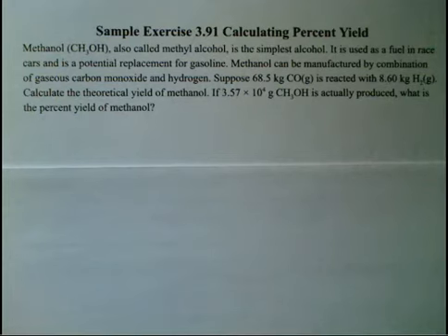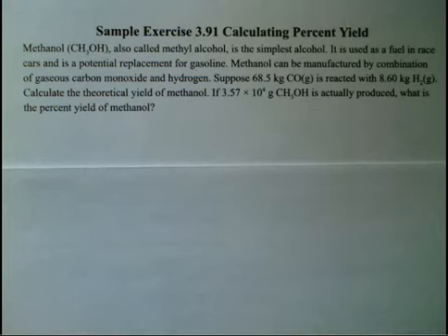All right, AP, here is sample exercise 3.91. We're calculating percent yield. Methanol, the formula CH3OH, also called methyl alcohol, is the simplest alcohol. It is used as fuel in race cars and is a potential replacement for gasoline. Methanol can be manufactured by a combination of gaseous carbon monoxide and hydrogen.